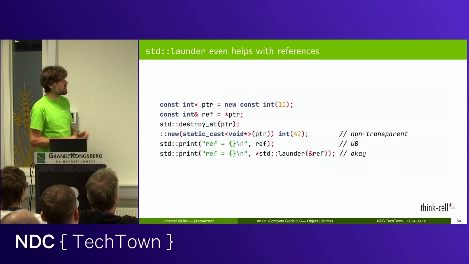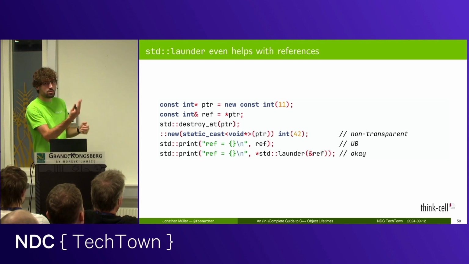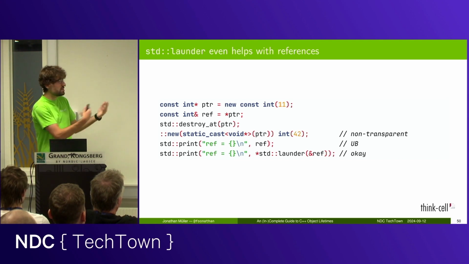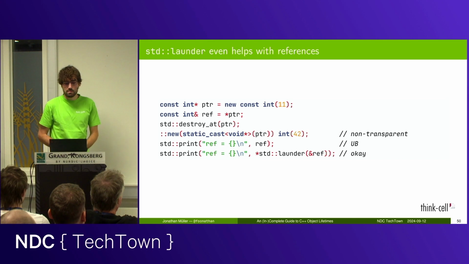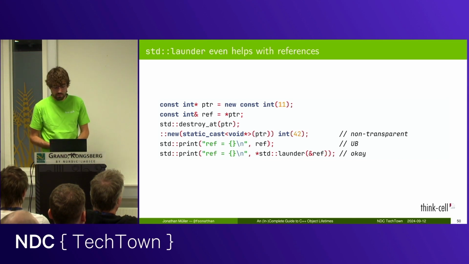And you can also use launder with references. So we've got a reference to the old object, we then destroy it, put a new one in its place. Reading the reference directly is undefined behavior because it's not automatically updated. But if we take the address of the reference, launder the pointer, and dereference it, this is then fine. So you can use launder to do non-transparent replacement.